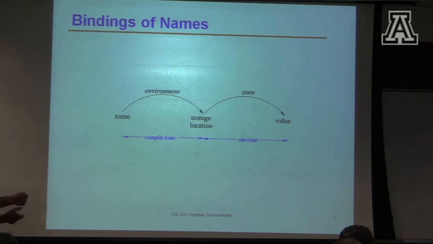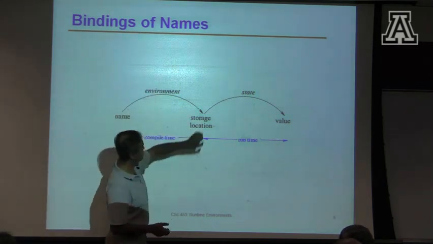Some things don't exist at runtime. The mapping from names to locations doesn't exist at runtime.